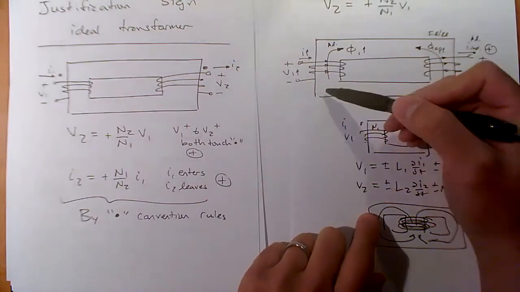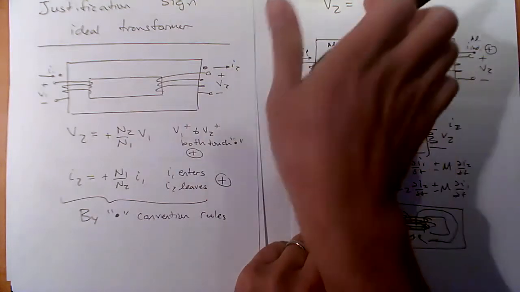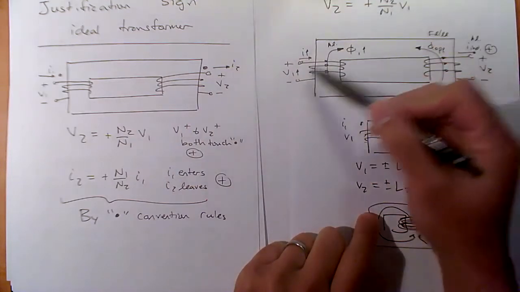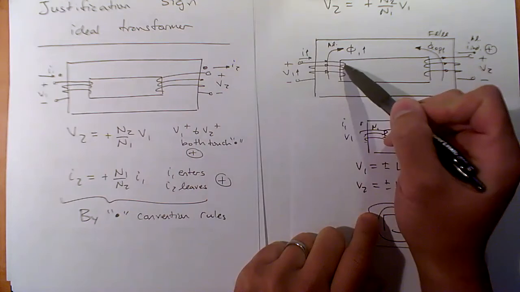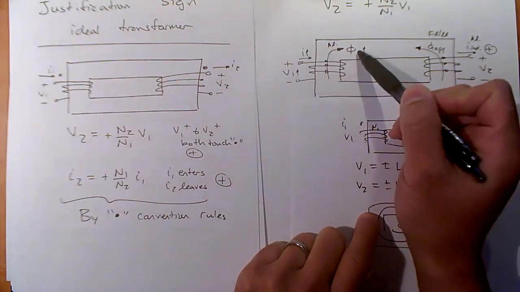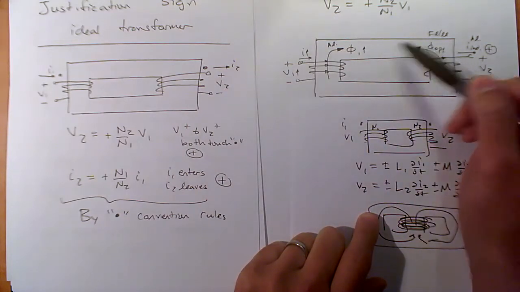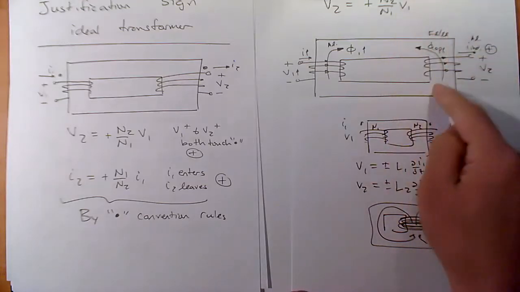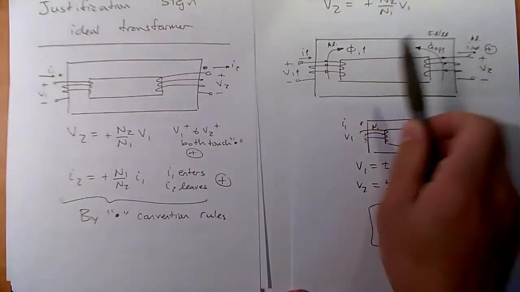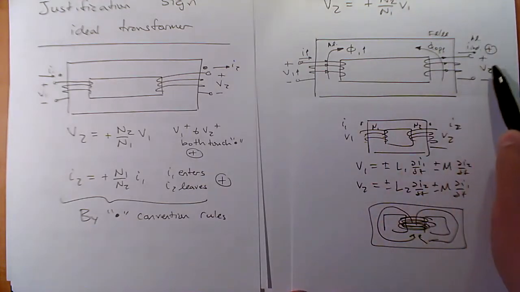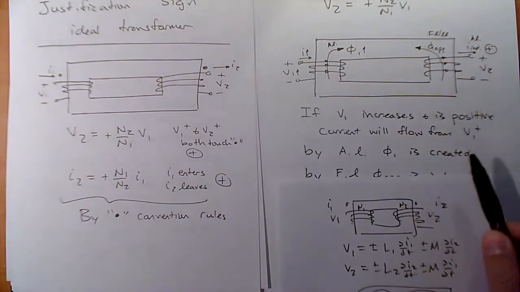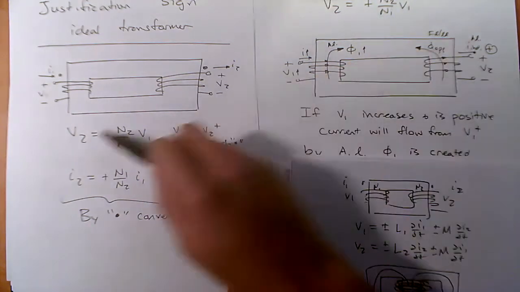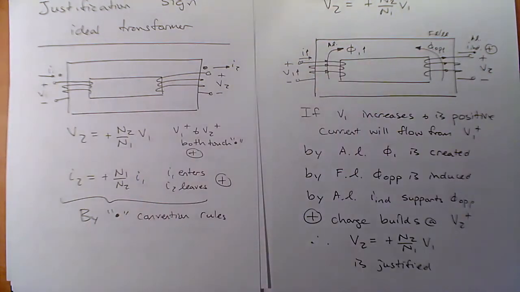Now by Ampere's law, this current is going to create a flux going like this, good. And this is increasing. So V1 increases, a current going into here would increase, which means a flux would increase. We would get a phi opposed to fight that by Faraday's law, Lenz's law. And to support that, I induced would be in this direction, swirling around, and we'd build positive charge at V2. Yes, we get a positive consistent result here, okay?